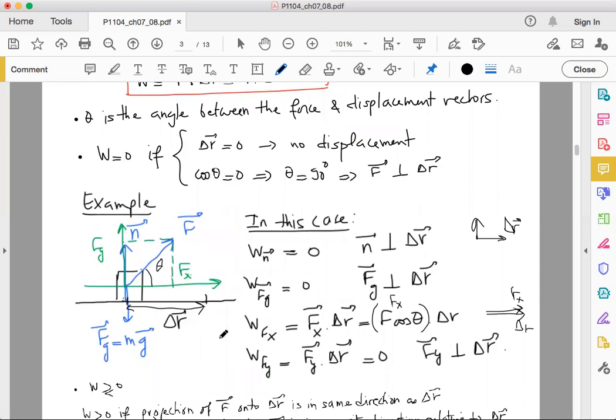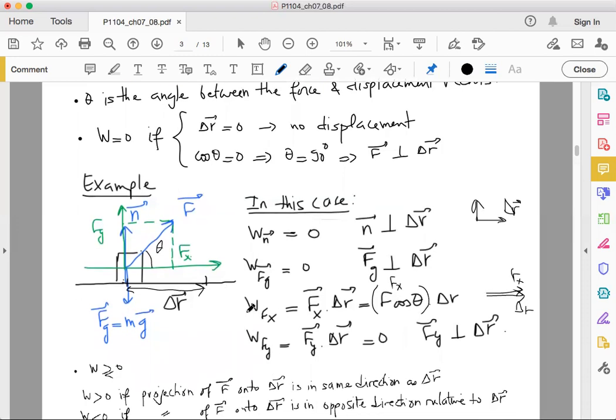And in what concerns Fy, it's Fy dot delta R. But since Fy is perpendicular to the displacement, Fy being vertical and delta R horizontal, this work is 0. Whenever the force is perpendicular to the displacement, you end up with 0 work. And if you have a force making an angle theta with respect to the displacement, then only the component of the force which is parallel to the displacement produces a non-zero work. The other component, which is perpendicular to the displacement, does not produce any work, like in this case for Fx and Fy.